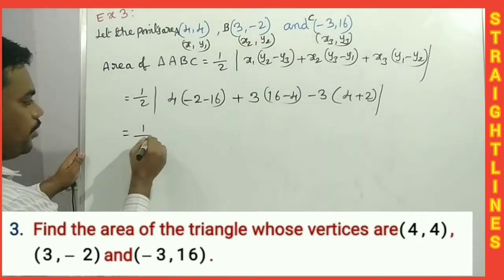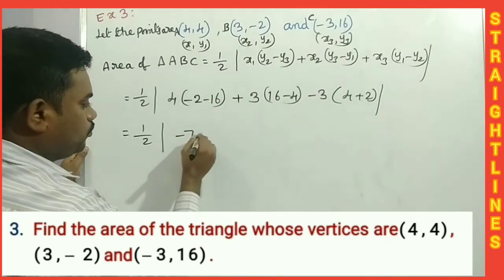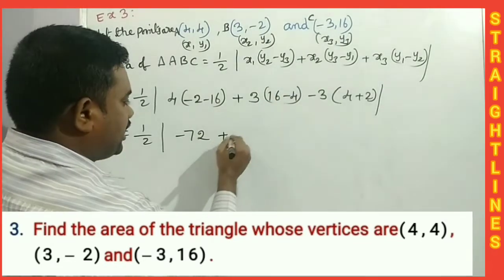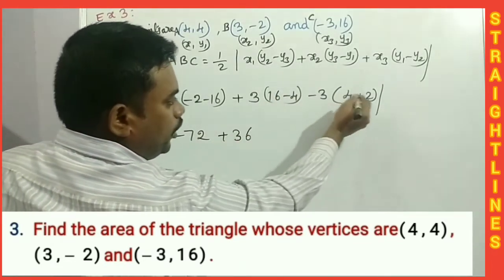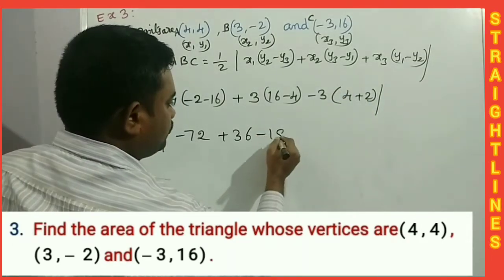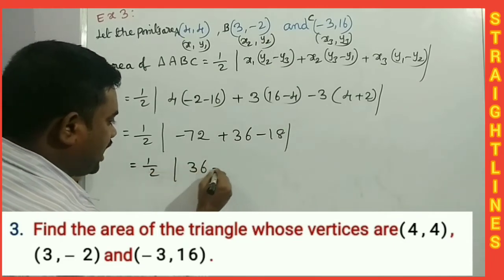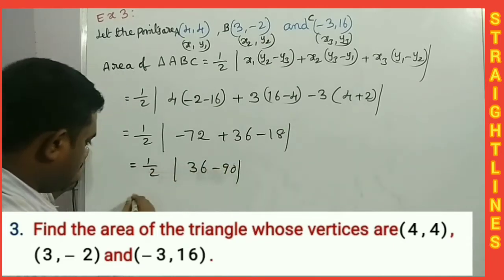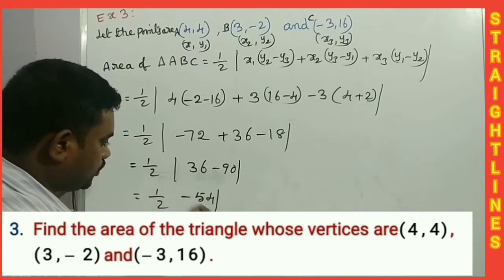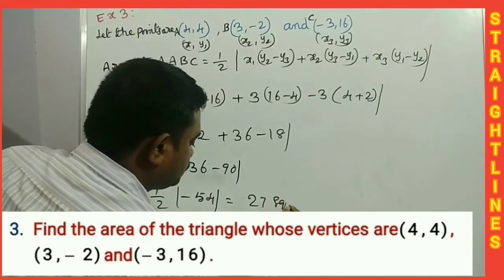It is equal to 1 by 2 into 4 into minus 18. It is minus 72. 16 minus 4 is 12, 12 into 3 is 36. 4 plus 2 is 6. Minus 3 into 6 is minus 18. Equal to 1 by 2 into (36 minus 90). It is 1 by 2 into minus 54. It is equal to 27 square units.